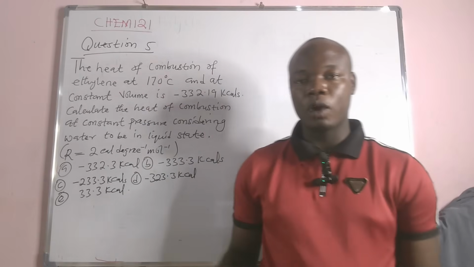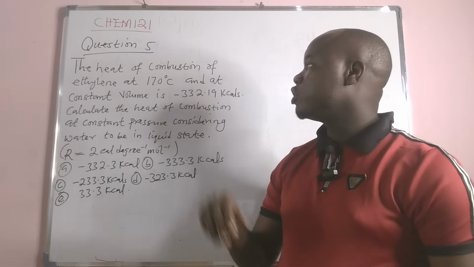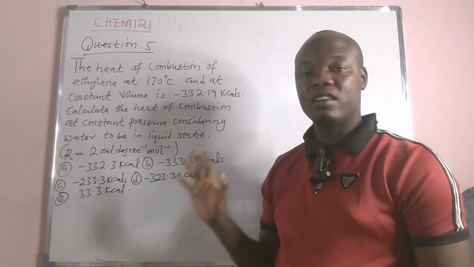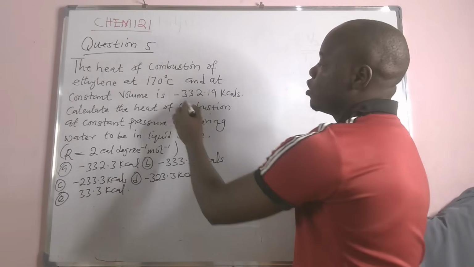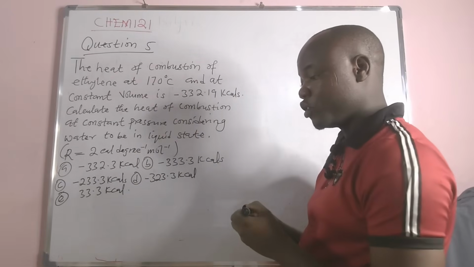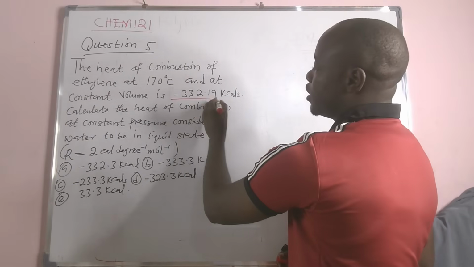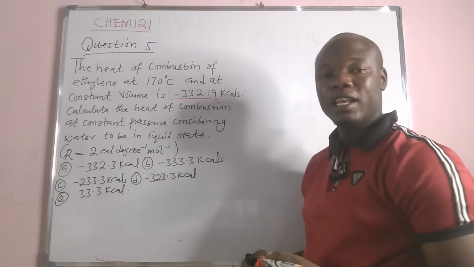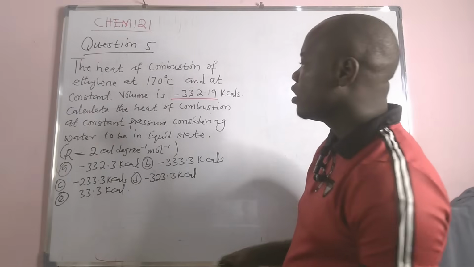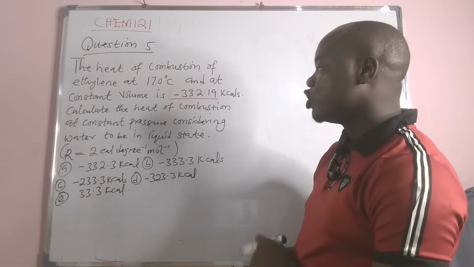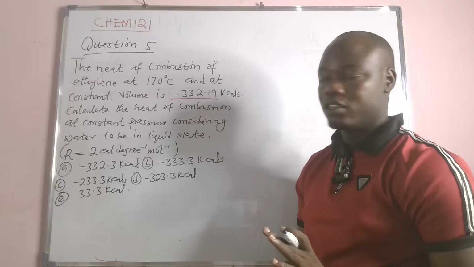So, this is actually another question that we are going to solve. Question 5. The heat of combustion of ethylene at 170 degrees centigrade and at constant volume is minus 332.19 kilocals. Calculate the heat of combustion at constant pressure considering water to be in liquid state.